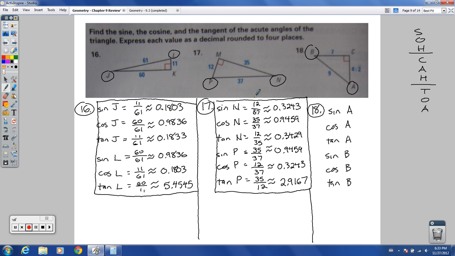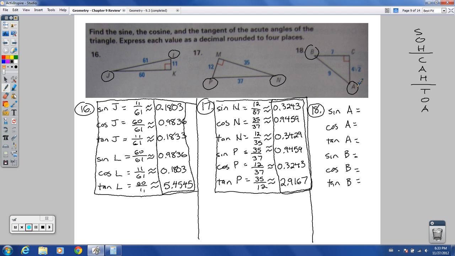So it says to express each value as a decimal rounded to 4 decimal places. So this would be our final answer. All these values right here, all these values right here, and then whatever we get over here after we work this all out. So sine, cosine, tangent for each one.